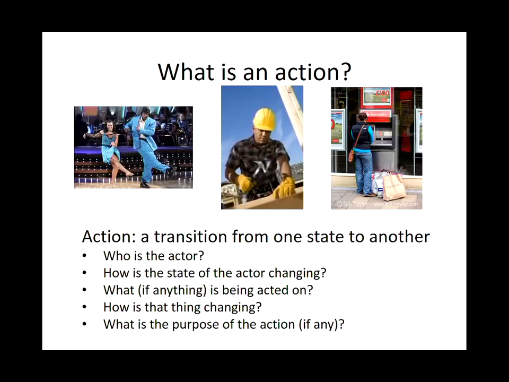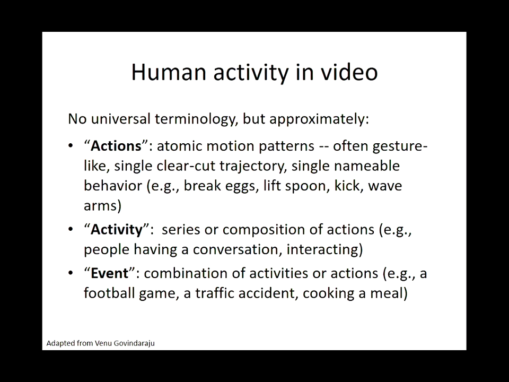Okay, we're going to see a very simple subcategory in which we are going to analyze, detect and localize actions, which are atomic motion patterns. For example, things that have a clear-cut trajectory, like somebody falling, hugging, kissing, opening a door, things like that.